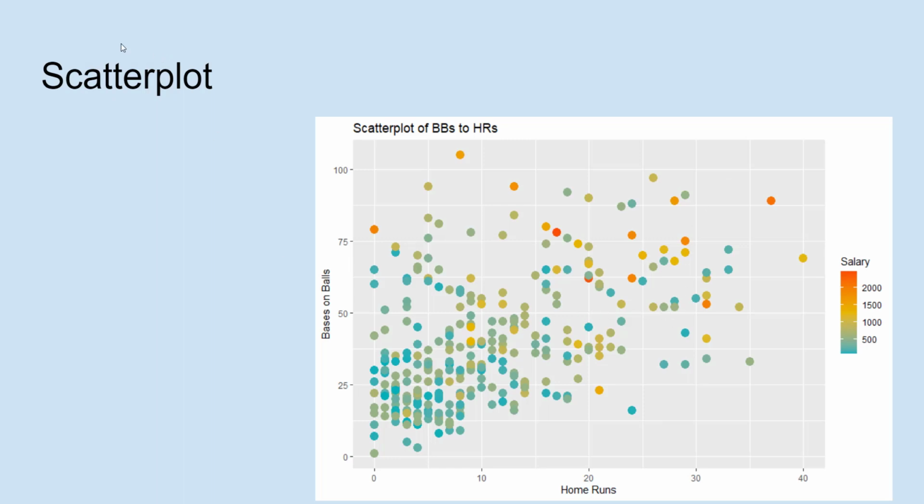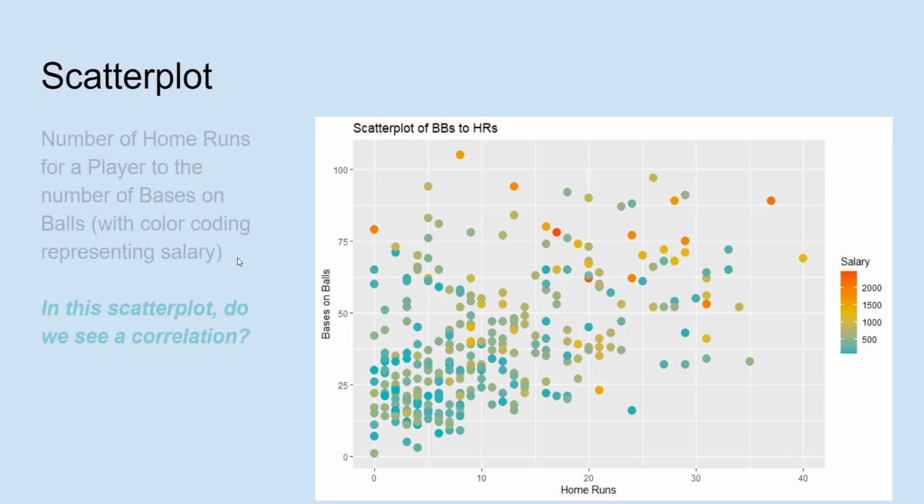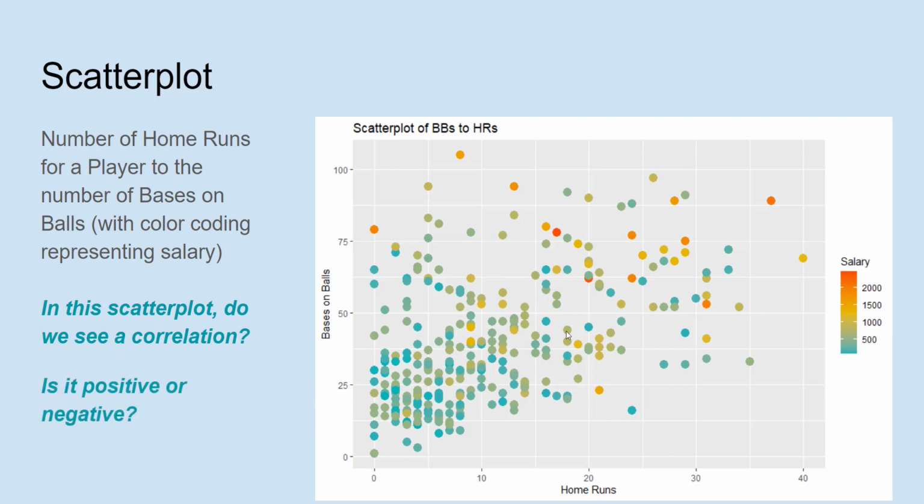Scatter plots are for bivariate data, but this is an example of how you could indicate a third variable. So here salary was shown using color on the scatter plot. In this scatter plot, we do see a trend, and we see a positive correlation. You could draw a line that goes through around this area right here, and we see a positive correlation between the number of home runs a baseball player hits and the bases on balls for that same player.